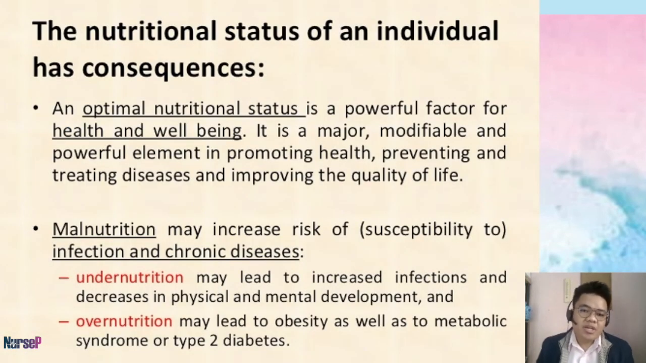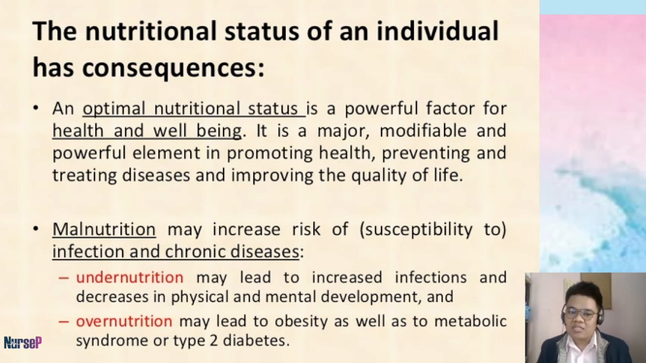Then, let's remember that the nutritional status of an individual has consequences. It is a powerful determinant of health and well-being. However, as a healthcare professional, remember that this is a modifiable factor, meaning we can do something about the nutrition of the patient. Malnutrition may increase the risk of infection and chronic diseases. So for example, undernutrition is usually related to increased infection, decrease in physical and mental development, especially if we're talking about pediatric patients. Overnutrition, on the other hand, leads to obesity, and then commonly it leads to metabolic syndrome.